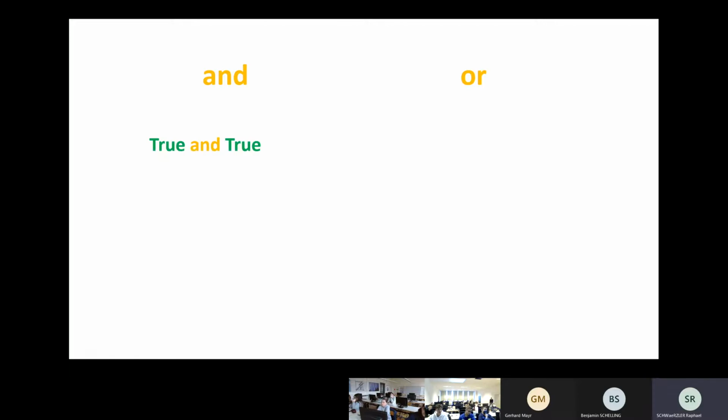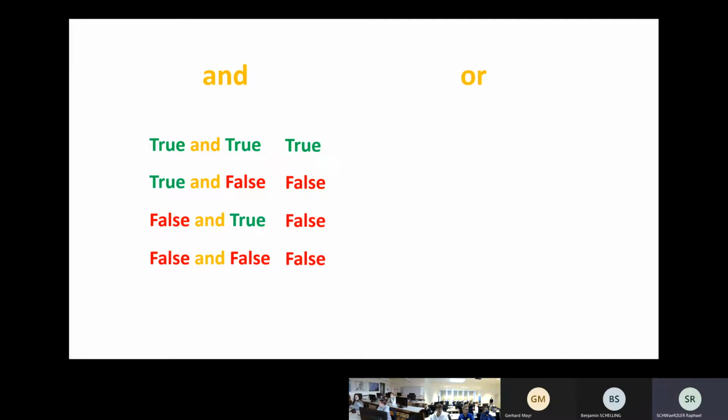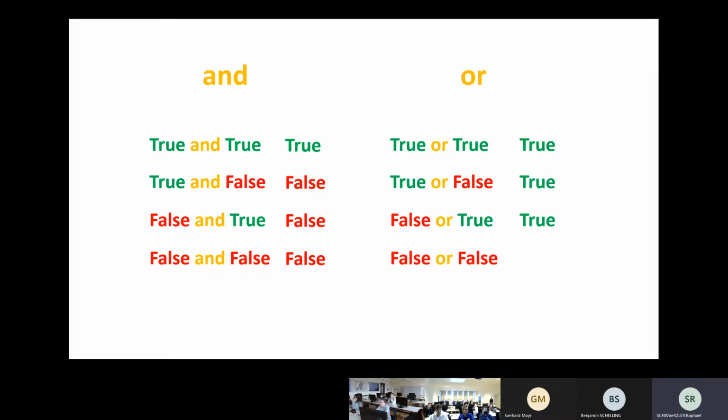So an AND operator needs both sides to be true. So true and true is true. And as you can see, if only one is false, it's every time false. Then the OR operator works a little differently because it needs only one thing to be true. So true or true is true, and as you can see, true or false is also true because it only needs one thing to be true, and it needs two false to be false.